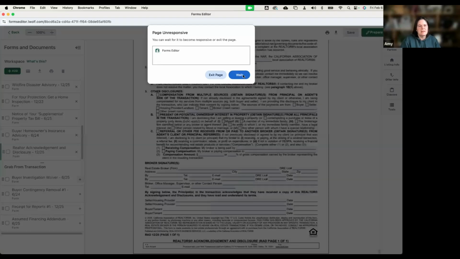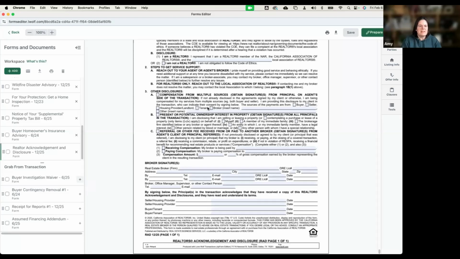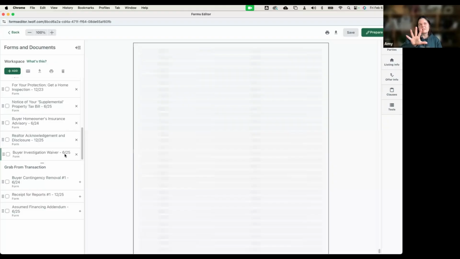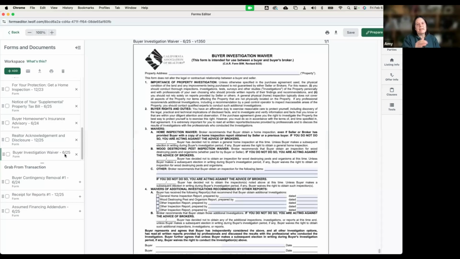So hold on. I probably should close out of the editor and reopen it. I think it's because I've got so many documents added in and I'm sharing my screen. So our buyer investigation waiver: anytime I've got a buyer, there's usually 5 investigations that I recommend as blanket recommendations. Okay. Home inspection, pest inspection, roof inspection, sewer lateral inspection, and HVAC. Most houses have an HVAC system. I'm going to recommend those 5 inspections.